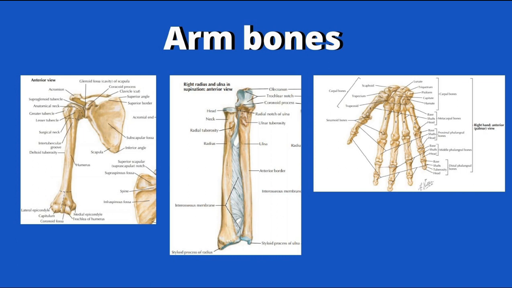A little more distally, we find the 5 metacarpal bones. These are long and cylindrical bones. And finally, at the edge of the hand, we find the bones of the phalanges. In total, we have 14 phalanges per hand.